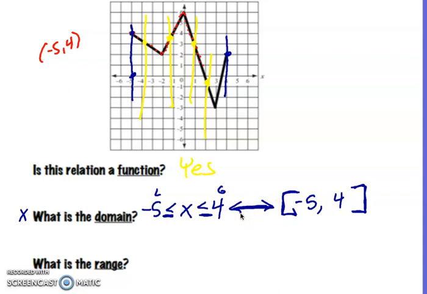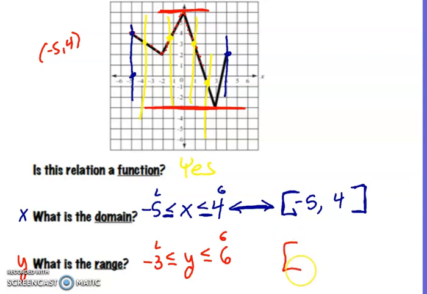Now the range is on your y line. It's all the outputs. If you look at the lowest that it goes on the y line, it's -3, and the highest it goes on the y line is 6. So it goes from -3, and notice it's the y, and it goes all the way to 6. Again, notice the lowest number is there and the greatest number is there. So y is in between -3 and 6.